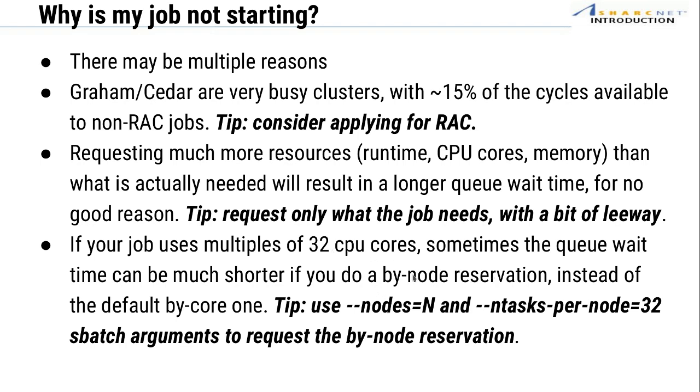So for MPI code, you have to say --nodes equal to the number of nodes you're trying to use, and then --ntasks-per-node equal to 32. If you do that, then your job goes to the so-called by-node partition, which covers pretty much the whole cluster. This can substantially cut down the queue wait time.